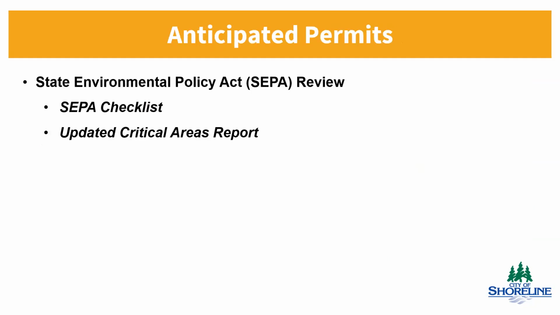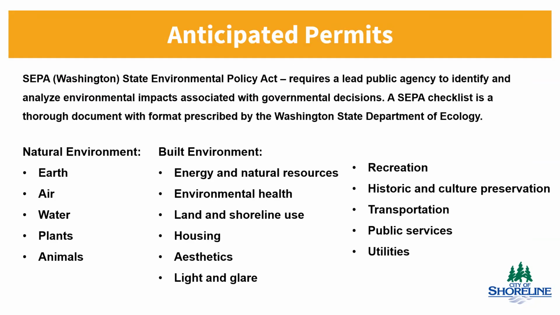So, anticipated permits. The State Environmental Policy Act, SEPA, requires that we provide a SEPA checklist and updated critical areas report. The Washington State Environmental Policy Act requires a lead public agency, Shoreline being one of them, to identify and analyze environmental impacts associated with government decisions. A SEPA checklist is a thorough document with a format prescribed by the Washington State Department of Ecology. Many of the items discussed in that document are indicated below relating to the natural environment and the built environment.